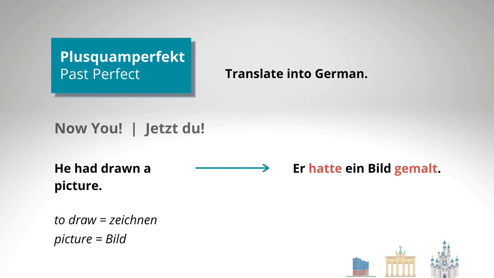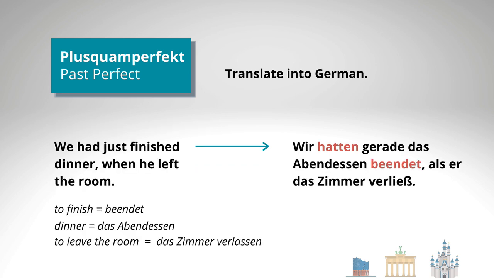Very good. Now I want to show you one of these sentences where we usually use the plusquamperfect or the past perfect. As I already mentioned, we use the plusquamperfect in sentences where we want to show that an action happened even further in the past than something else. For example, a sentence like: we had just finished dinner when he left the room. We had just finished dinner when he left the room.